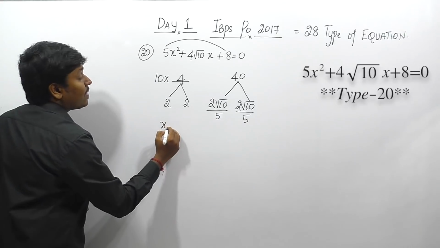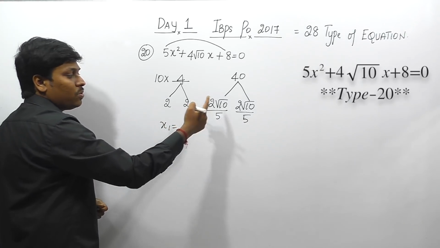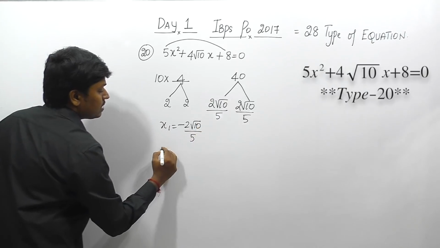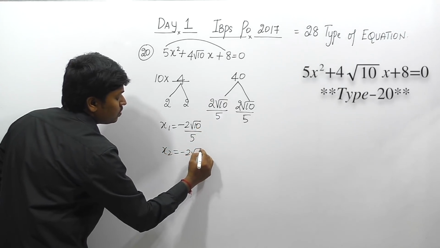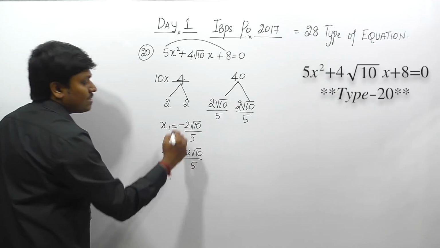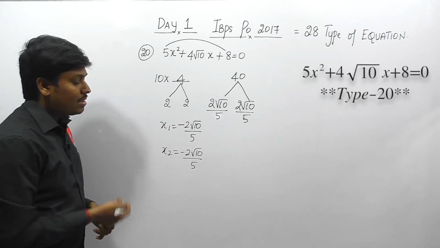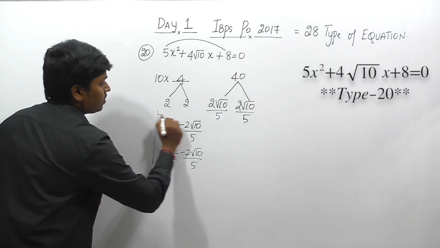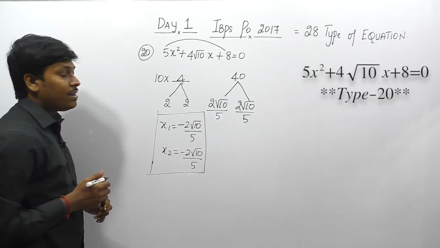So finally the factors of x1. Here it is plus 2 root 10 by 5. But while writing, minus 2 root 10 divided by 5. Similarly x2 is equal to minus 2 root 10 divided by 5. So consider this as 3.1 or something and try to solve this and find the factors. So finally we got the two factors for this type number 20.